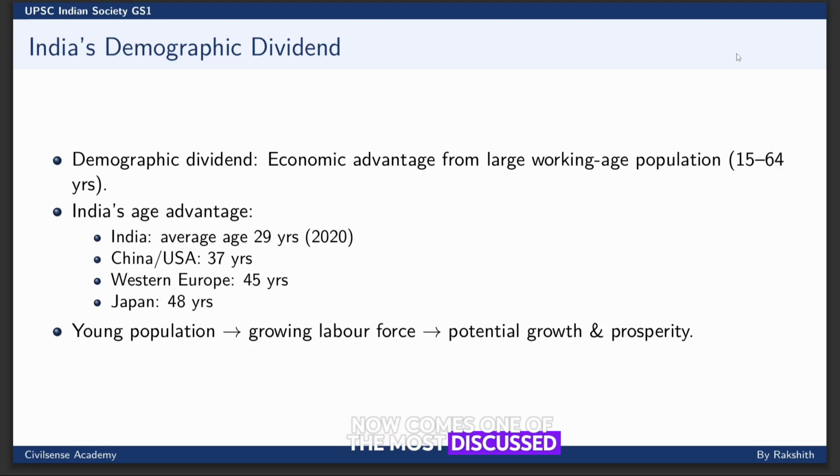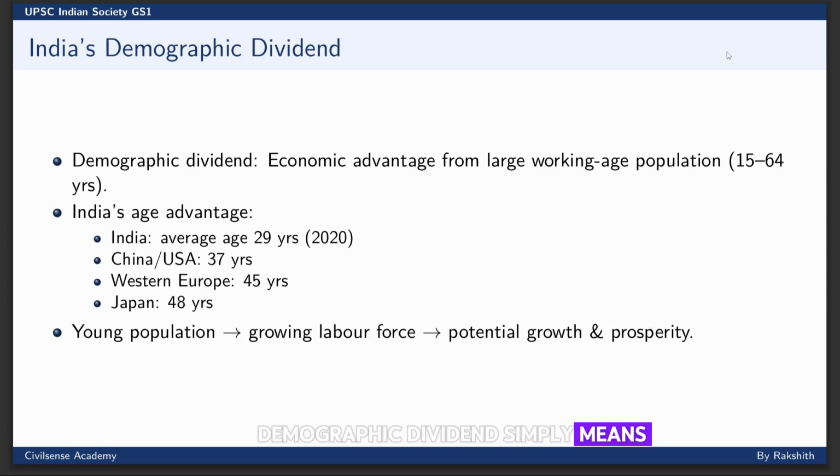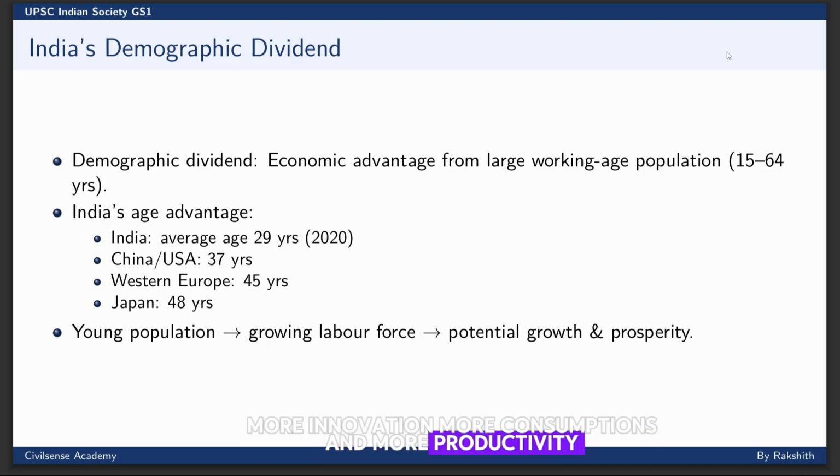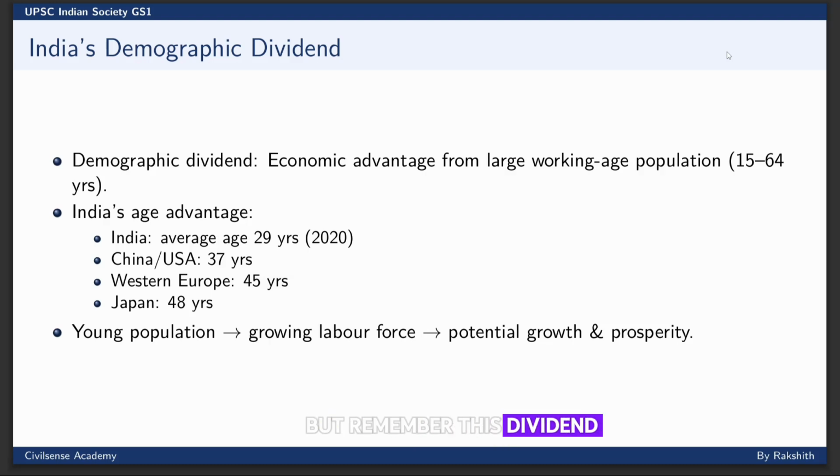Now comes one of the most discussed and most misunderstood concepts, that is India's demographic dividend. Demographic dividend simply means that a country has a large proportion of people in the working age group and relatively fewer dependents. This creates a potential opportunity for rapid economic growth. In 2020, the average age of an Indian was just 29 years. Compare this with China and US around 37 years, Western Europe around 45 years, and Japan nearly 48 years. This comparison shows why the world sees India as a future economic powerhouse. A younger population means more workers, more innovation, more consumption, and more productivity if managed properly. But remember, this dividend is not guaranteed. It is only a possibility, not a promise.